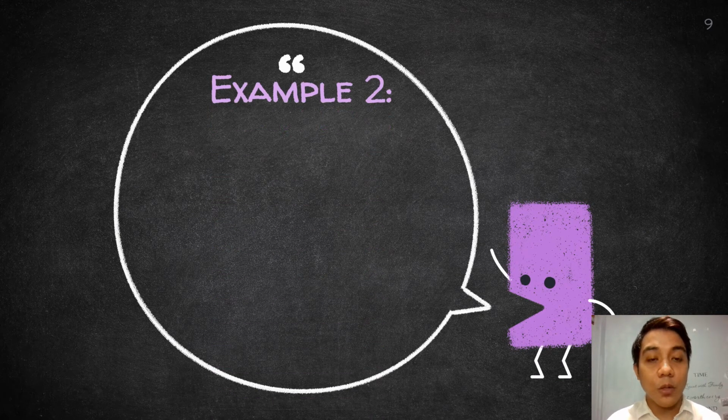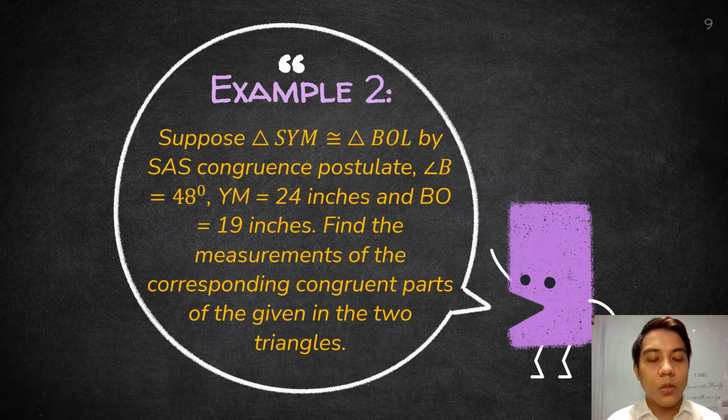Let's have example number 2. Suppose triangle SYM is congruent to triangle BOL by the SAS congruence postulate. Angle B is equal to 48 degrees. The length of YM is equal to 24 inches. And the length of BO is equal to 19 inches. Find the measurements of the corresponding congruent parts of the given two triangles.